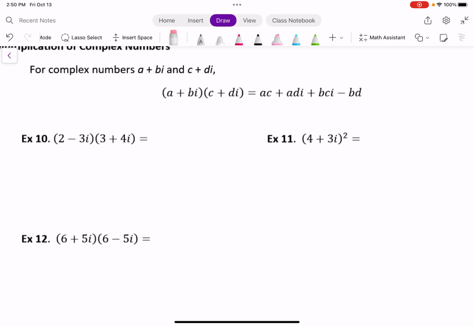All right, let's see the first example. I FOIL it. So 2 times 3 is 6.